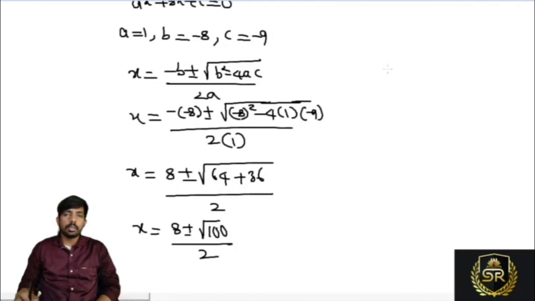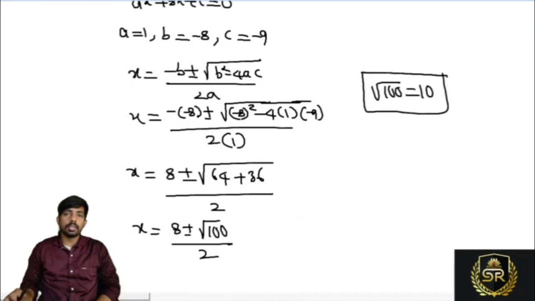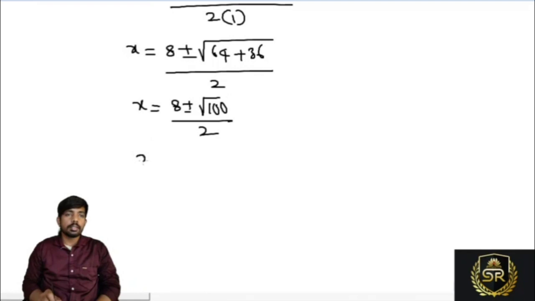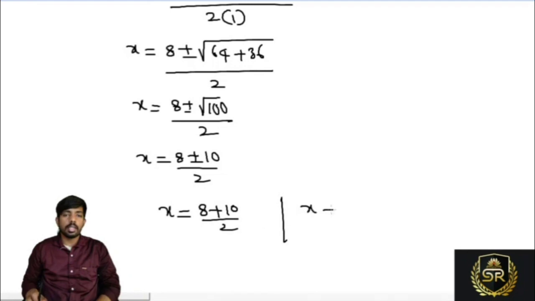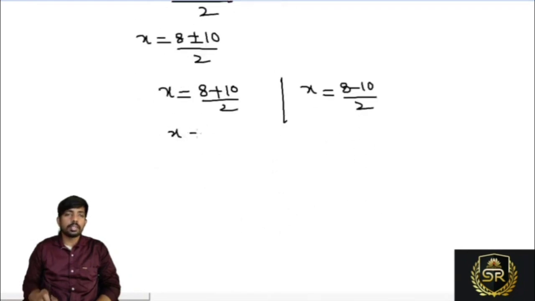Remember, root over 100 is 10. So x equals 8 plus or minus 10 by 2. First consider plus and then minus: x equals 8 plus 10 by 2, and x equals 8 minus 10 by 2. 8 plus 10 is 18 by 2, so x is 9 km per hour.